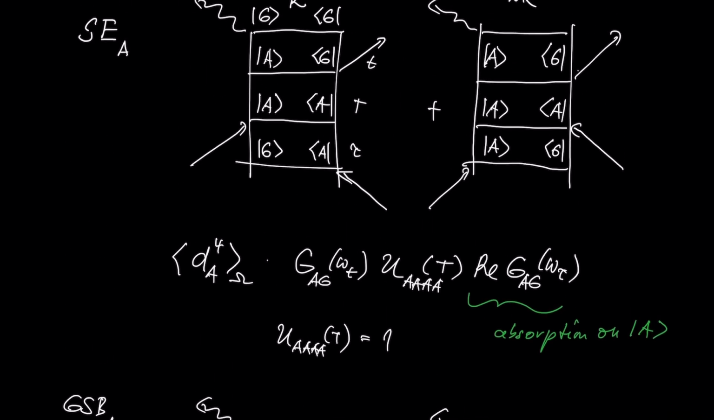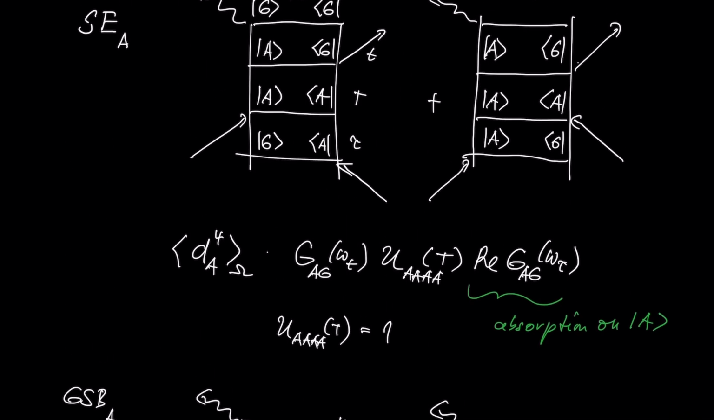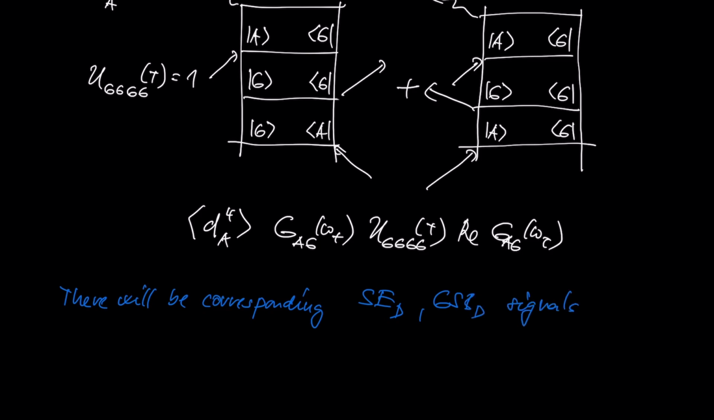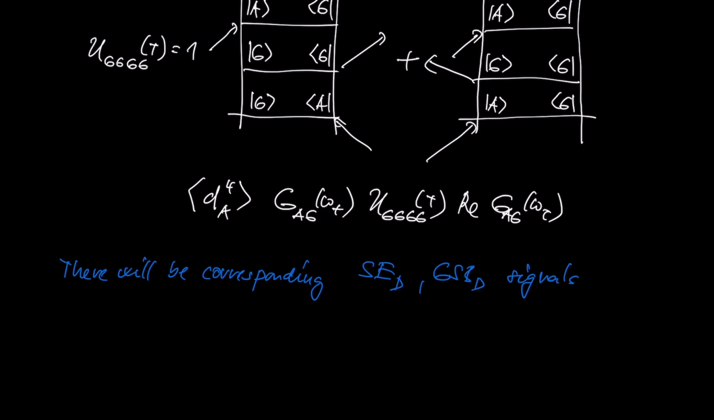Okay, and now of course the same contributions we can find on the donor. So there will be corresponding, let's say, stimulated emission on donors and ground state bleach on donor signals. Okay, now what about the excited state absorption? We've said that there will be an excited state F. Clearly that is already a combined state, so this is not a state of either A or B or D. This is a combined state.